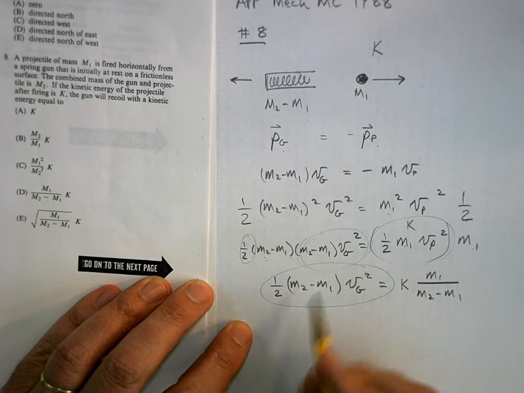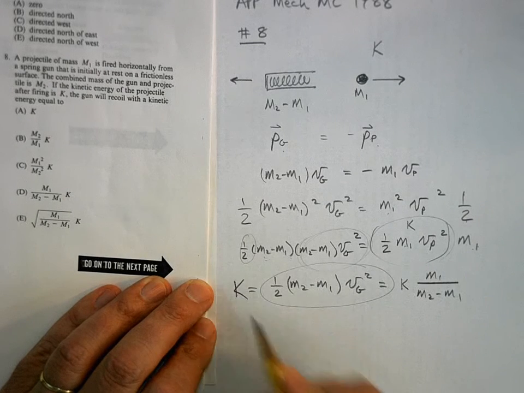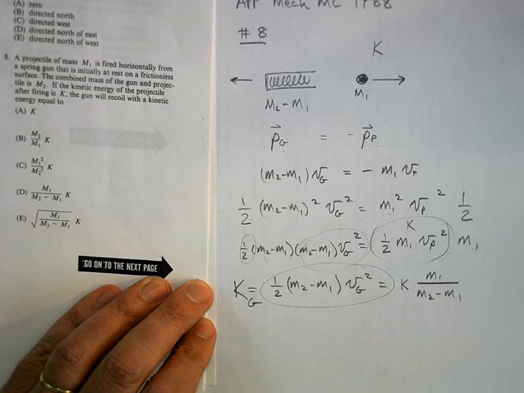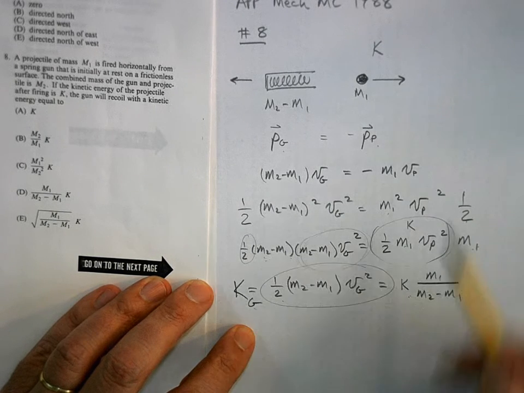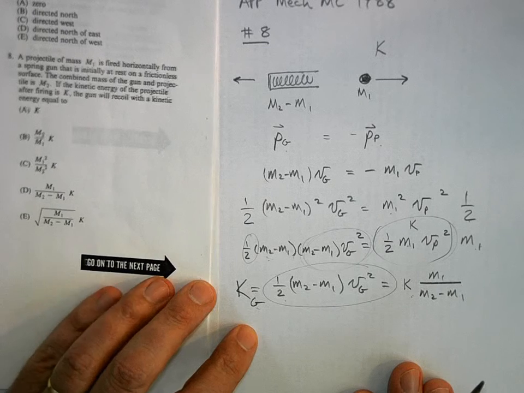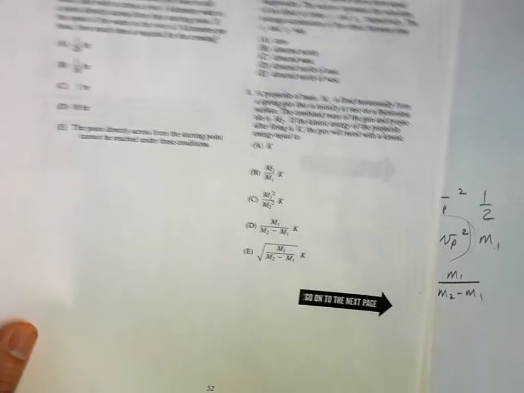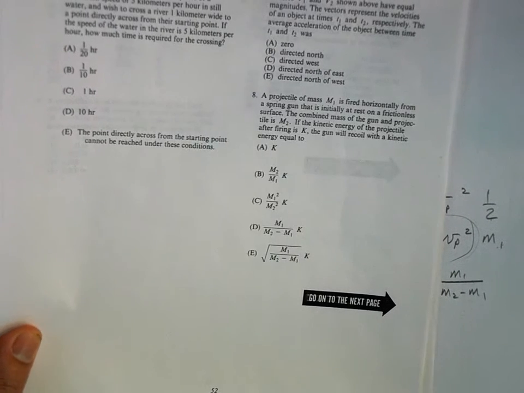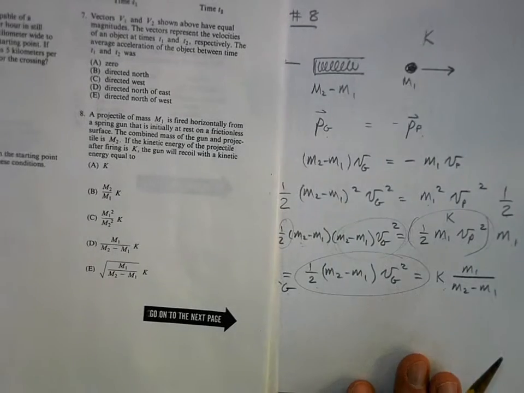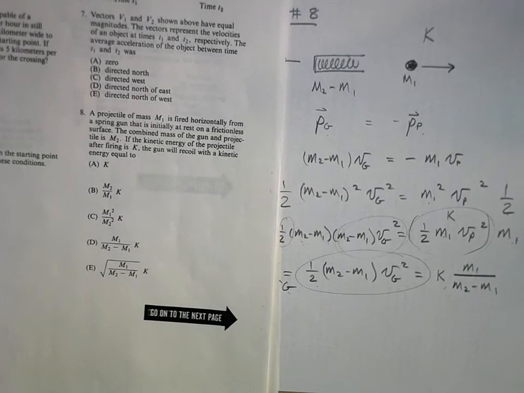But this is the kinetic energy of the gun. And now it is in terms of the kinetic energy of the pellet. And so that would be answer D. That is all. Horrible problem. Horrible problem.